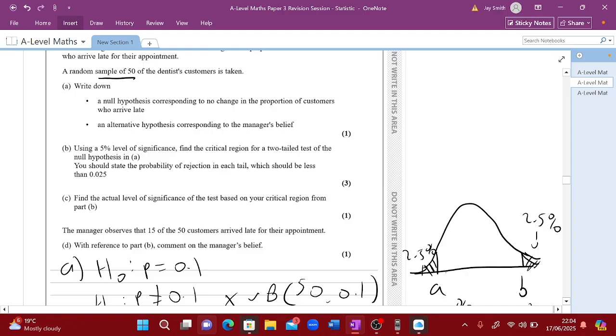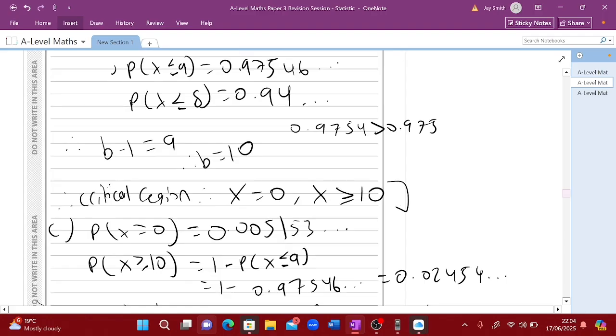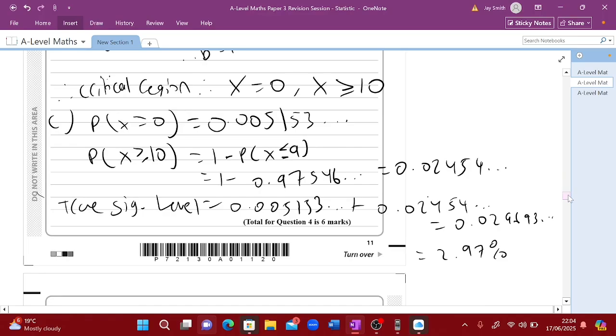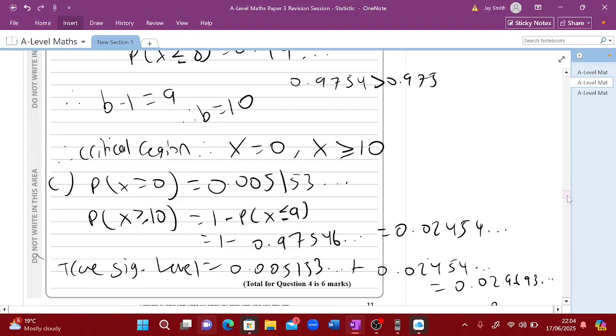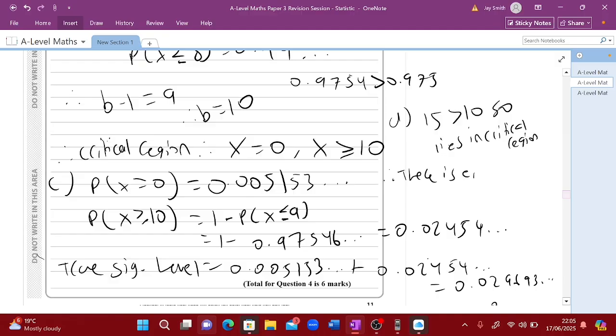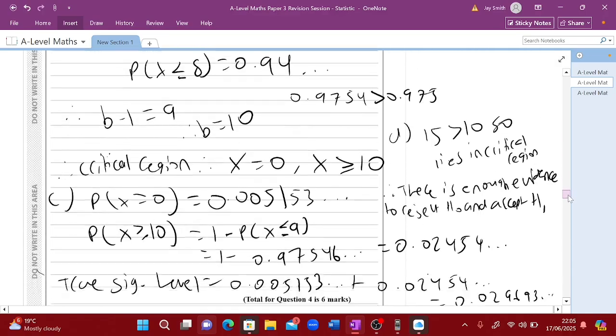And then it says the manager observes that 15 arrived late. Well, the critical region in part B was X greater than or equal to 10. Now 15 lies in that region, doesn't it? Because 15 is bigger than 10. So for part D, 15 is greater than 10, so it lies in the critical region. Therefore, there is enough evidence to reject H0 and therefore accept the alternative H1. So the manager's belief is correct.